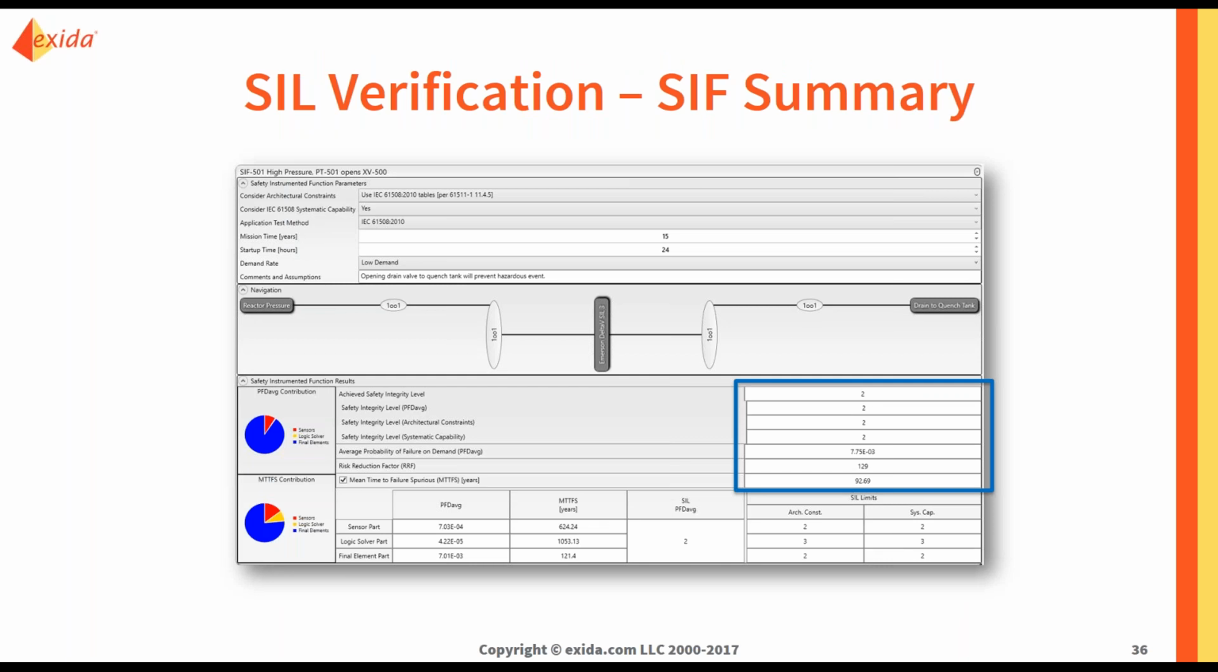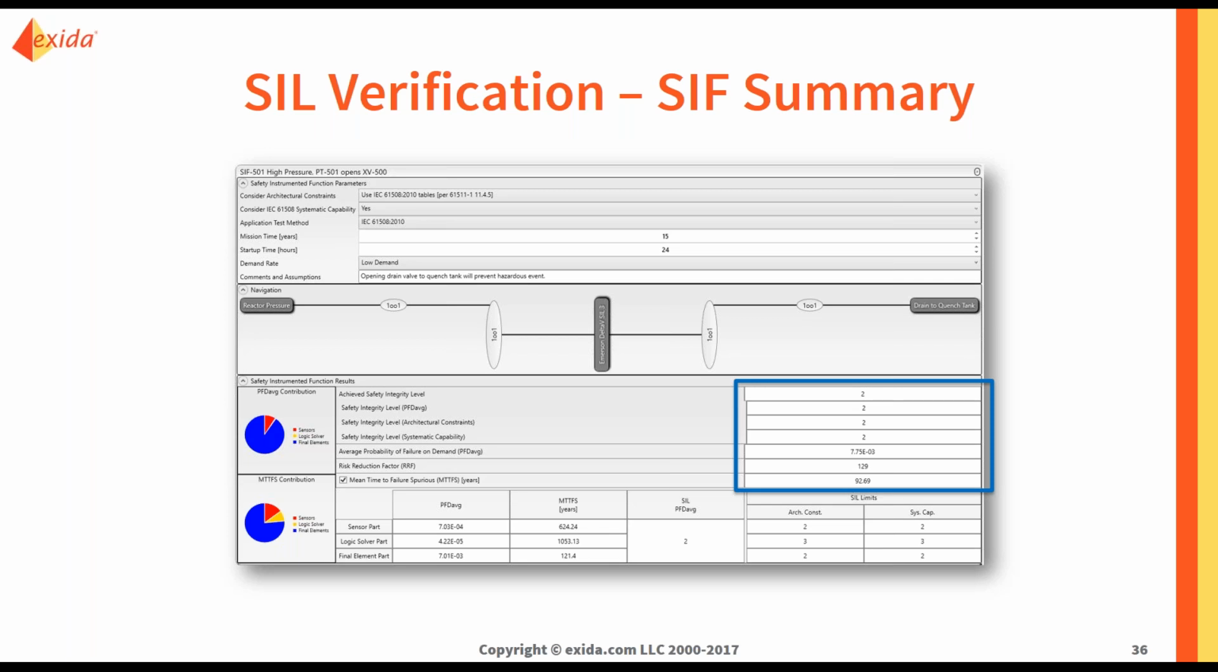What is your achieved safety integrity level? What is your probability of failure on demand, your average probability of failure on demand, your risk reduction factor, and your mean time to fail spurious? All of this is automatically calculated by the tool. It's very fast. You can also see similar results for each part of the SIF, the sensor part, logic solver part, and final element part.